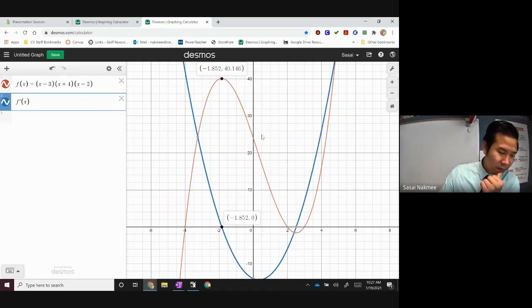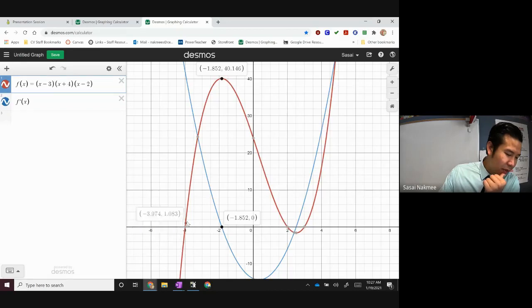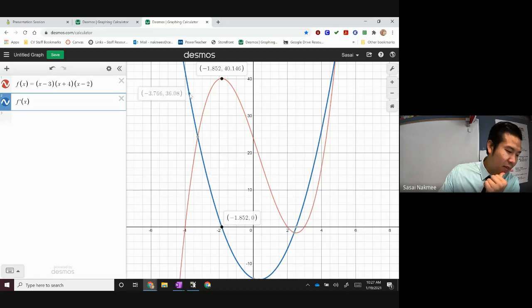But check this out. What do you notice where the graph is increasing? The graph is increasing from here all the way up to 1.8. Look at the blue graph. What do you notice about it? The blue graph is above the x-axis. The derivative is positive here.